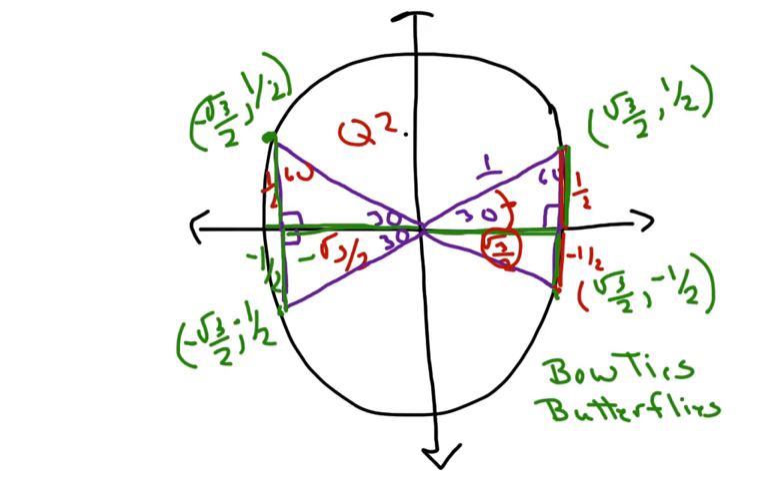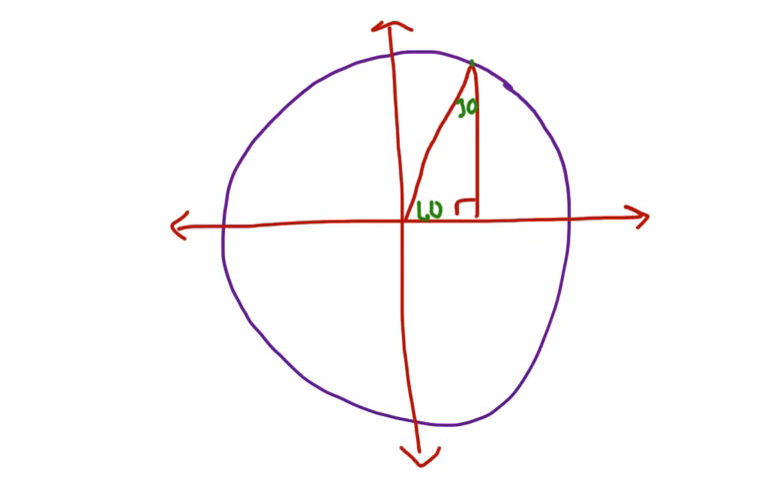Okay. Now, we're going to do the same thing when we go to the 60/30. This time we're just flipping the values. So the side across from 60 is root 3 over 2. The side across from the 30 degree angle is 1/2. So this value here, my x is 1/2, and my y is root 3 over 2.